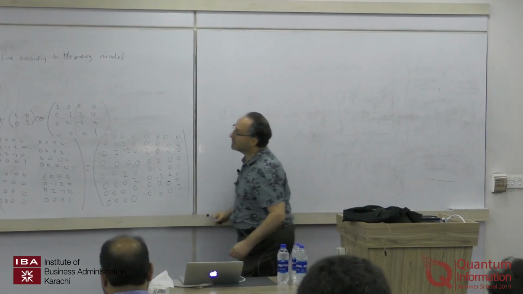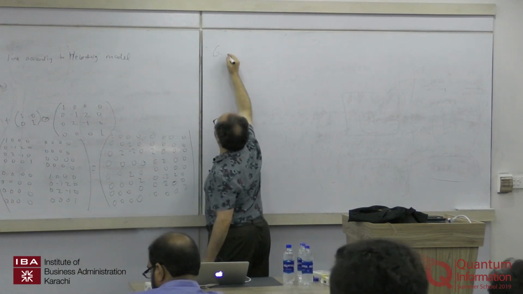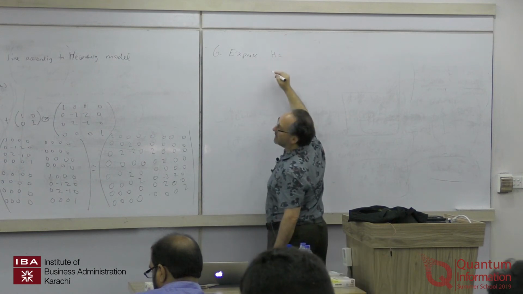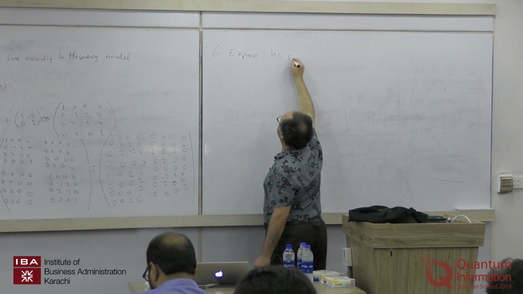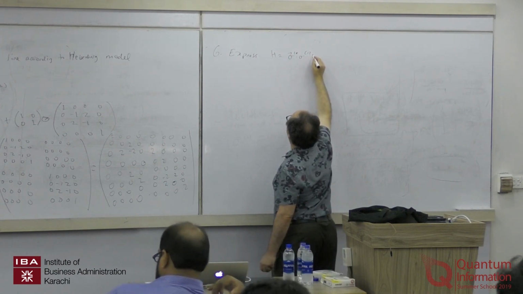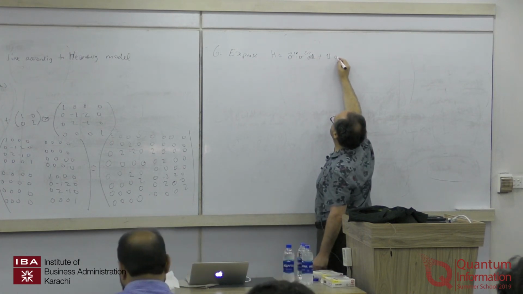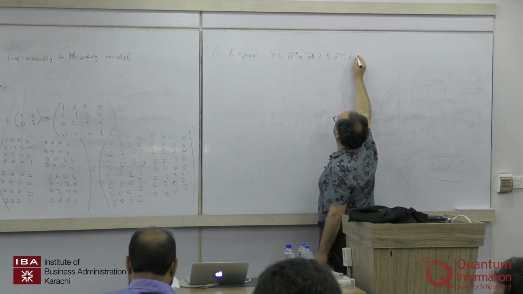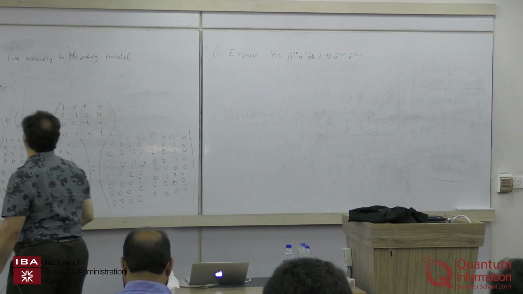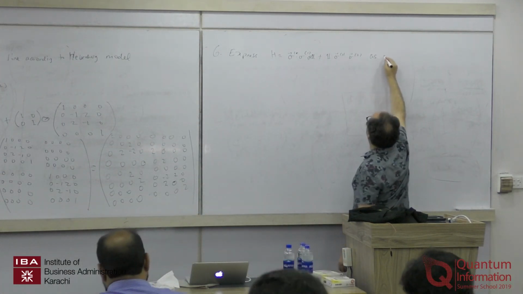Okay, so the final problem, number 6, is to express H equals sigma 0, sigma 1 identity plus identity sigma 1, sigma 2. I'll make sure I got it right. Sigma 1 dot sigma 2 as a graph.